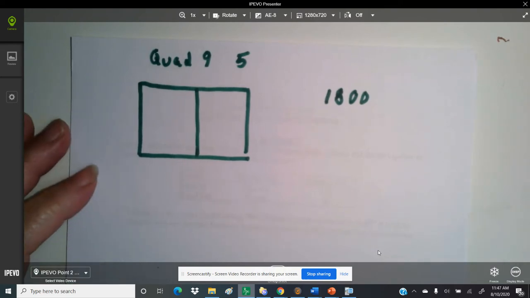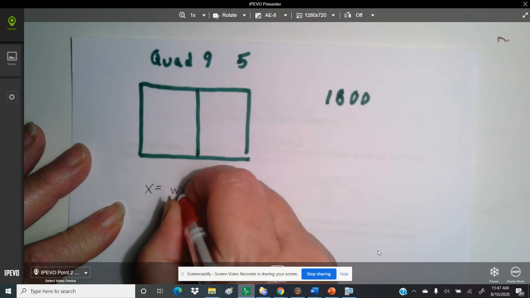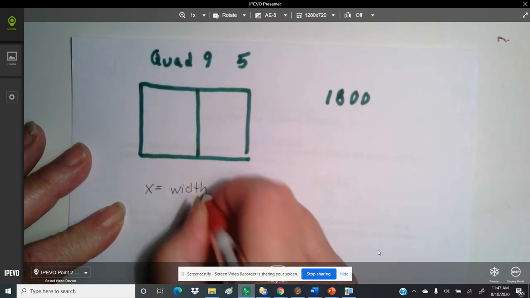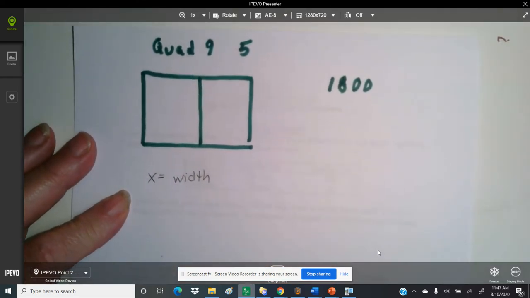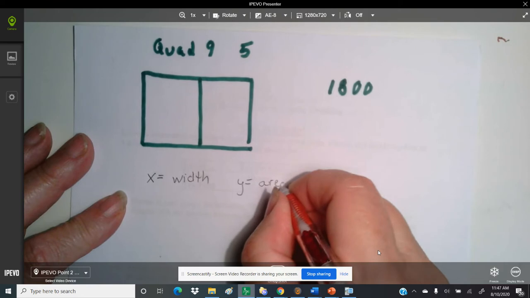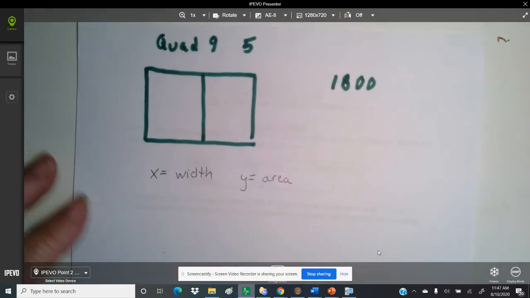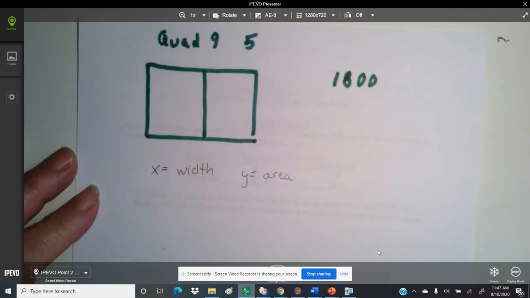All right. So we have to set our x equal to something, and I usually always set x equal to the width. You certainly could set it to length. It doesn't really matter, but I happen to set it to width. And I'm going to set my y equal to area. Remember, if you are writing your own problem, you need to actually define your variables. So what are x and y?